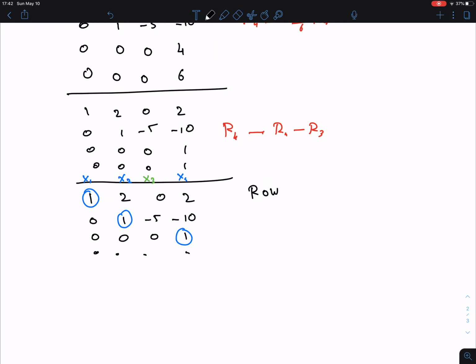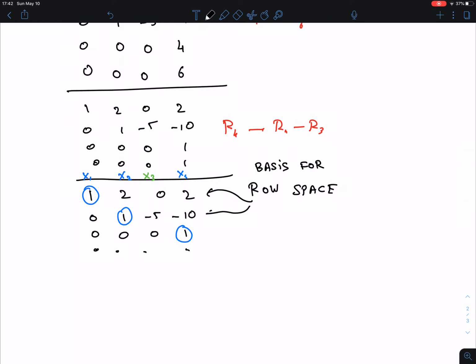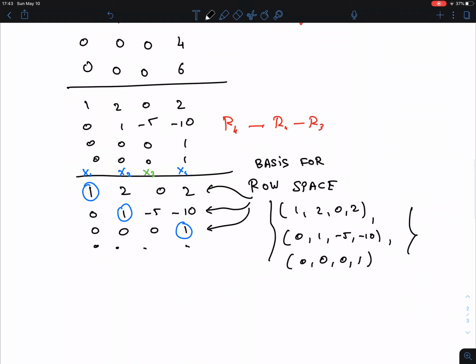The row space, or the basis for the row space, is now, you just take these 3 rows. It's this guy, and this guy. Since they are rows, I'm going to write them as vectors really. This guy, 0, 1, -5, -10, and 0, 0, 0, 1. Notice that these are not the original rows, and it doesn't necessarily mean that the first 3 rows originally were the right ones, because we have swapped rows around. But this is for sure a basis of the row space.